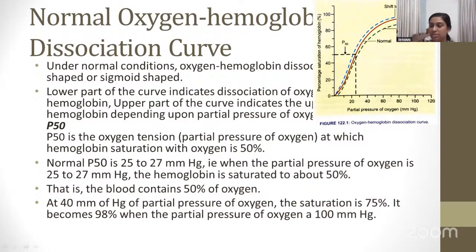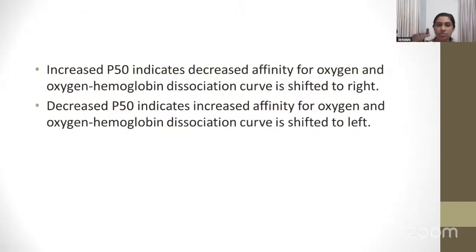Shifting to the right means the affinity of hemoglobin to oxygen is reduced, i.e. hemoglobin is willing to part with its oxygen. Whereas a shift to the left means hemoglobin is tightly bound to oxygen. It is unwilling to give its oxygen to different tissues. So a shift to the right indicates less affinity and a shift to the left means more affinity of hemoglobin. An increased P50 indicates a decreased affinity for oxygen, and the curve is shifted to the right. A decreased P50 indicates increased affinity for oxygen, and the curve is shifted to the left.